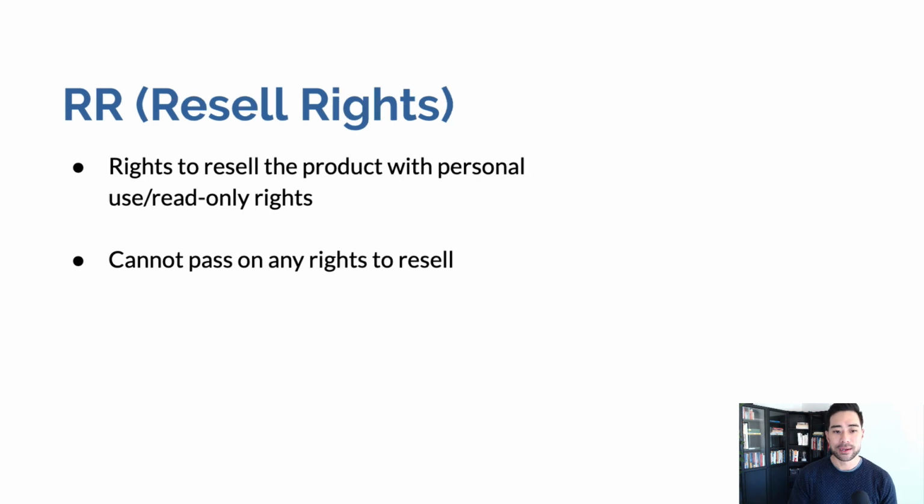The next type of right is resell rights. What's the difference? The difference is that you as a resale rights holder can resell the product with personal use / read-only rights. This means that if you are selling on your website, you can only sell rights to your customers that end as read-only. So your customers can only read the product, and that is about it. They can't resell the product. They can't edit the product in any way. And those are the major differences.